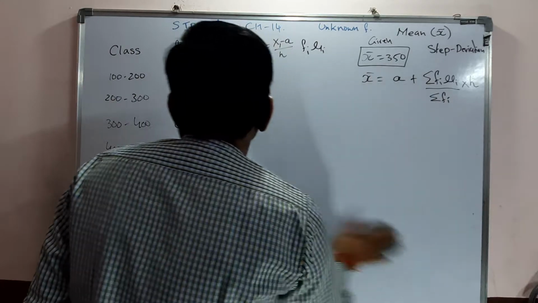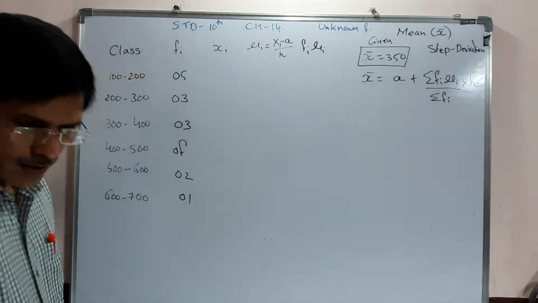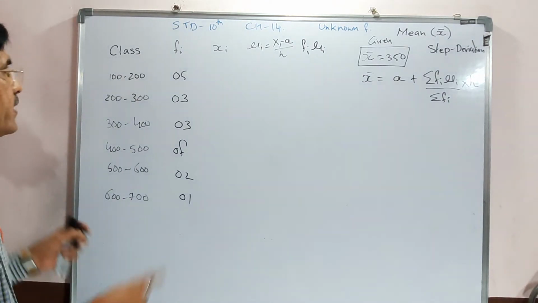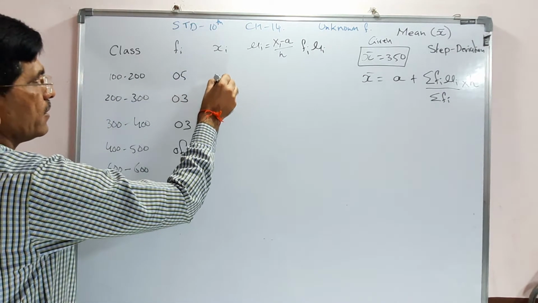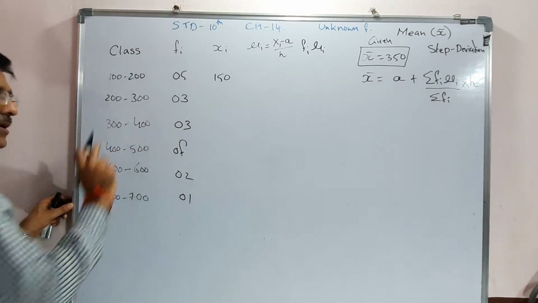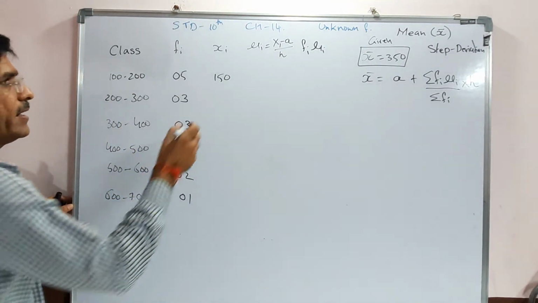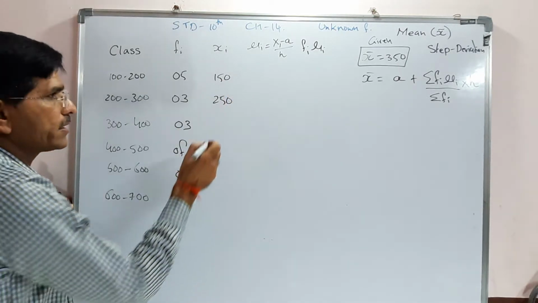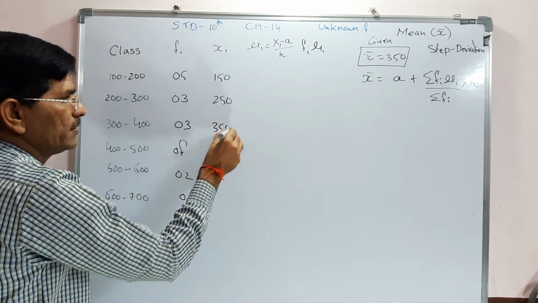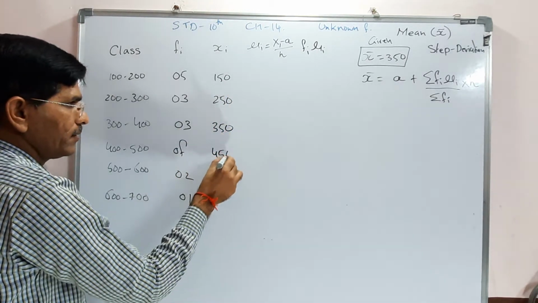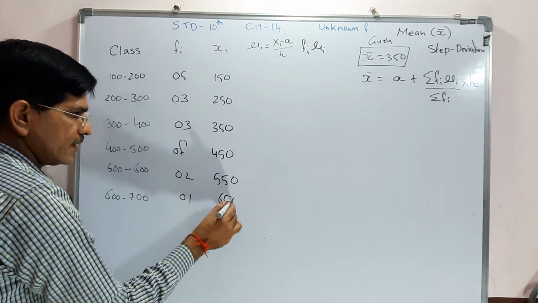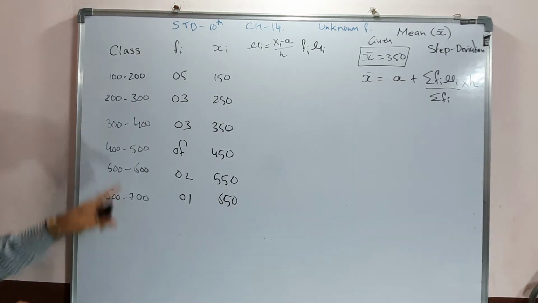How can we find xi? By using upper limit plus lower limit divided by 2. 100 plus 200 is 300, divided by 2 is 150. 200 plus 300 is 500, divided by 2 is 250. So the difference is 100. So I have to write 350, 450, 550 and 650.